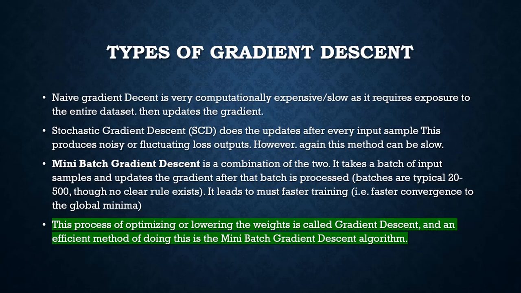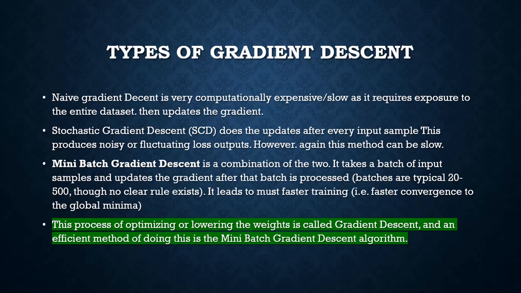We have to tell the architecture how many batches they need to use, because doing so leads to much faster training when compared to stochastic gradient descent or naive gradient descent. The mini batch gradient descent is much faster.